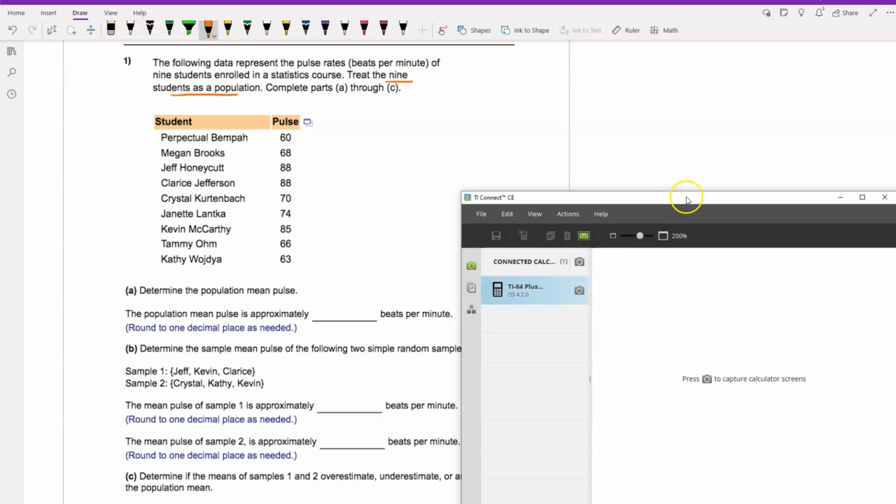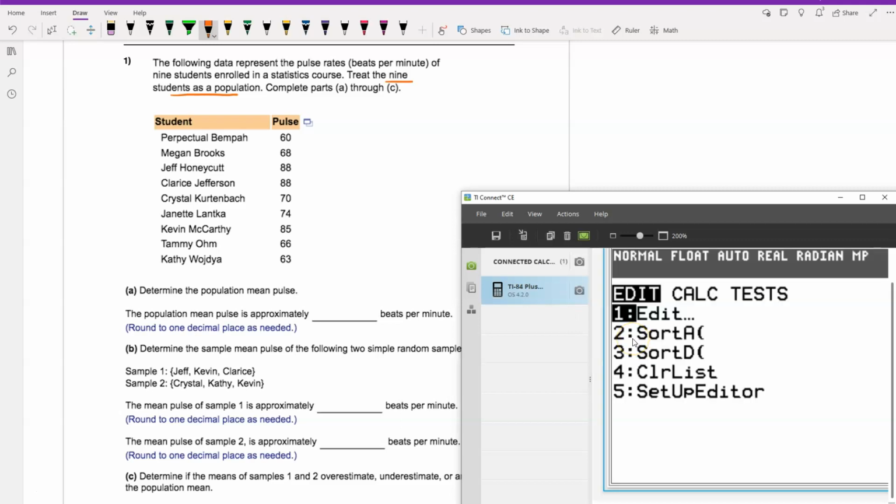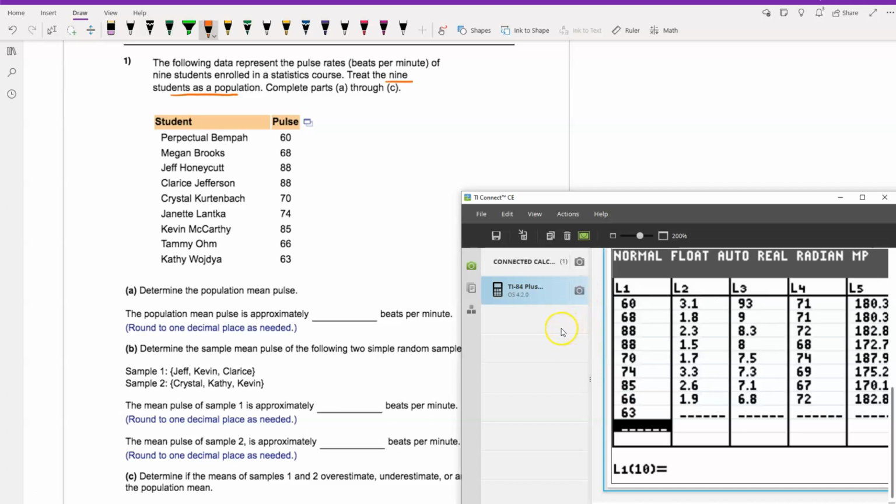So use stat, edit, enter, and enter these numbers into one of the columns. We have 6 columns, and I entered these numbers in L1. So these are the numbers that we have here.